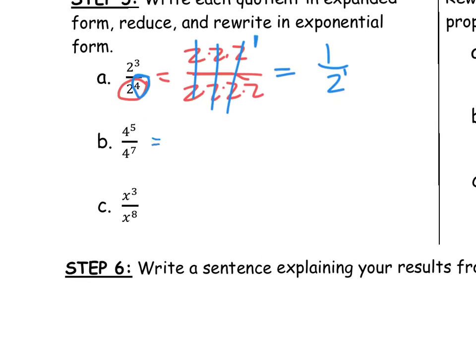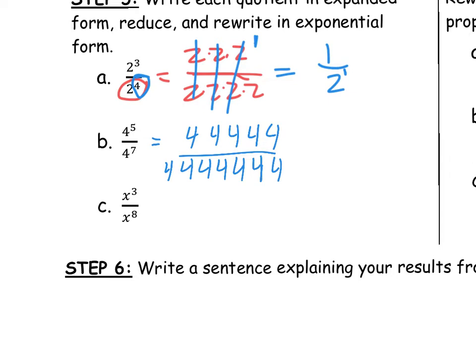If you do the 4's here, 1, 2, 3, 4, 5 of them over 7 of them, 1, 2, 3, 4, 5, 6, 7, and then just cancel out corresponding 4's, I'd have 2 in the bottom. So on top you just have 1. They all cancel out, and it's just 1 left over 4 squared. Okay?